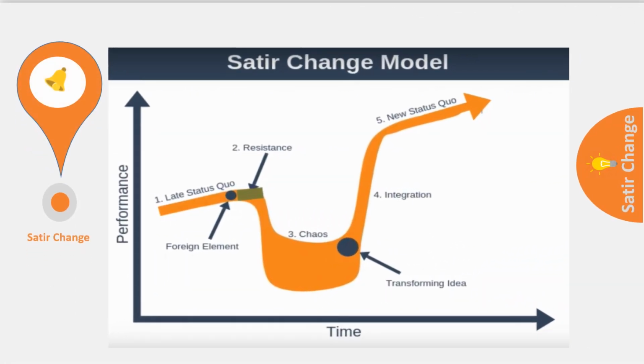Now, the next model is Satir's change model for people, and we've got two axes. One is performance, the performance of the teams, and at the bottom you have time. This model is saying that when you've got major unexpected change within an organization, in terms of the performance of teams, things are always going to get worse before they get better. But the overall view is that over time things will get better. And with this model, there are 5 different stages.